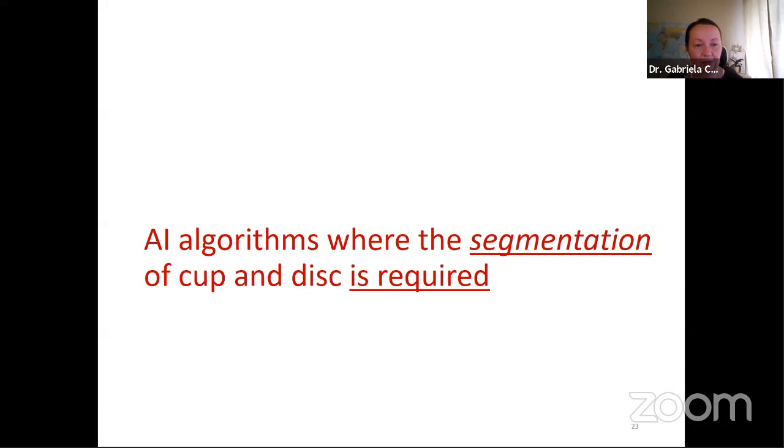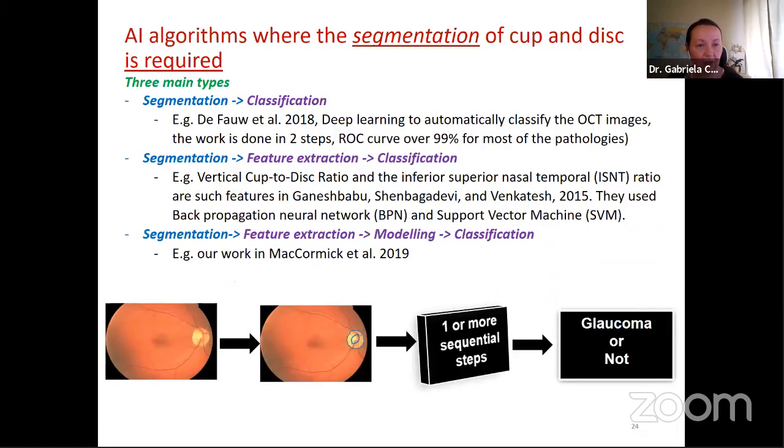So for the algorithms where the segmentation of cup and disc is required, they can either go from image to segmentation, and then there is only one step where glaucoma is confirmed or not. And I would mention a paper by the group of DeFau from 2018. So they do segment, but then they apply a deep learning algorithm to automatically give you whether it is glaucoma or not. Or you can do the segmentation, and then from these segmented curves you can further do another feature extraction, and then you do classification.